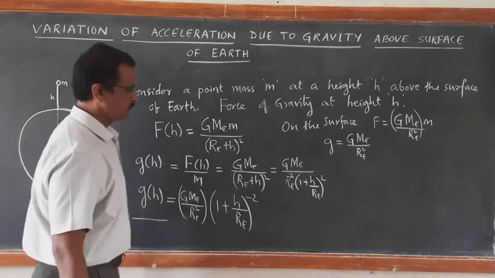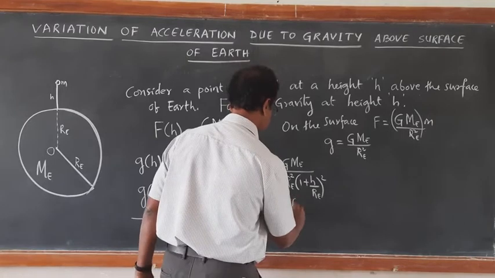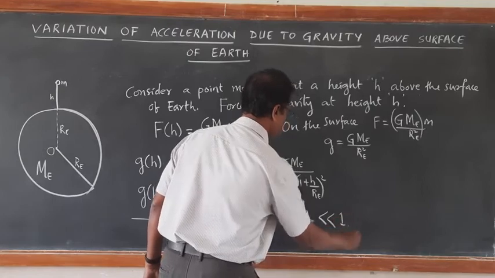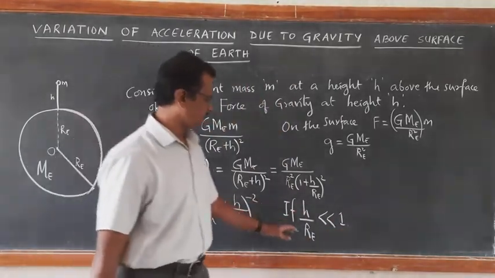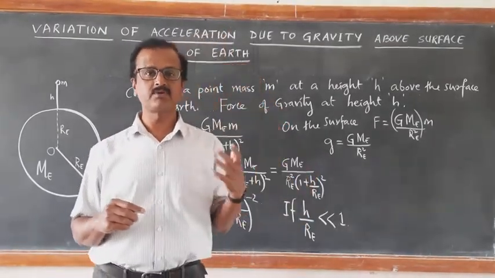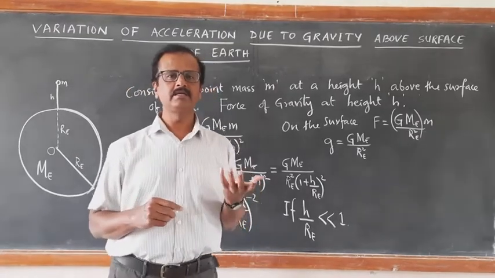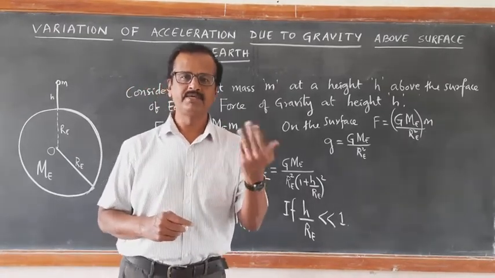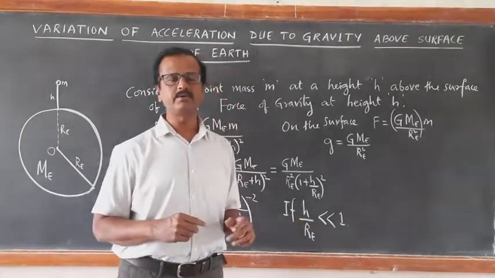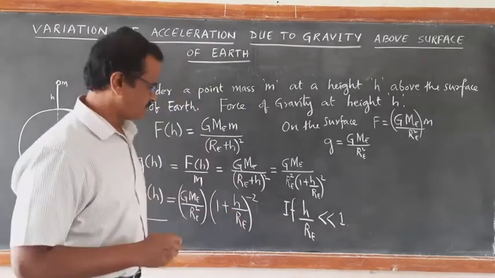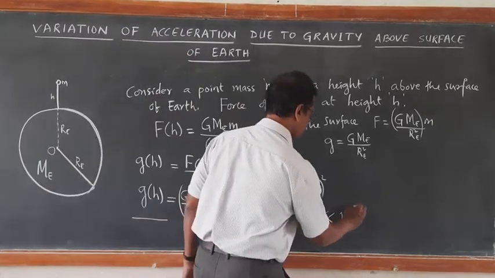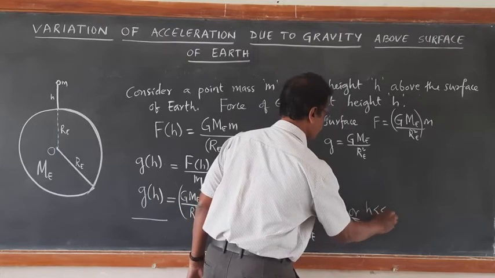Now, this is at height h. If h upon Re is very much less than 1, it means the height is very small compared to the radius of earth. Radius of earth is 6,400 km. So if the height is of the order of say 10 km, 50 km, 100 km, in that case h upon Re is very much less than 1. For those heights, h is very much less compared to the radius of earth.